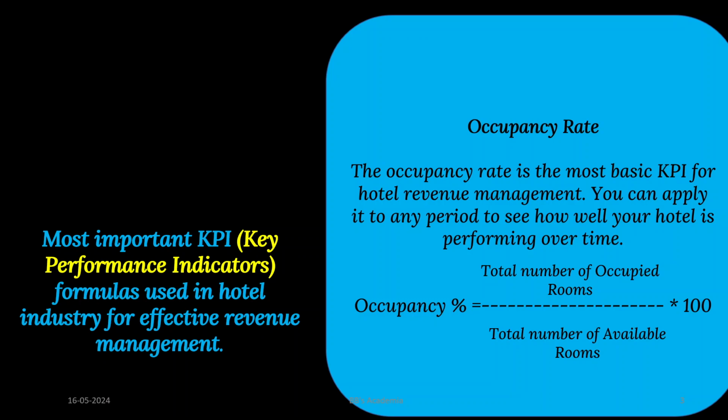And what will occupancy percentage tell you? Occupancy rate is the most basic KPI for hotel revenue management. You can apply it at any period to see how well your hotel is performing over time. How many people are staying over there in that particular period? That will tell you that occupancy rate. Clear? Fine. Let's move.